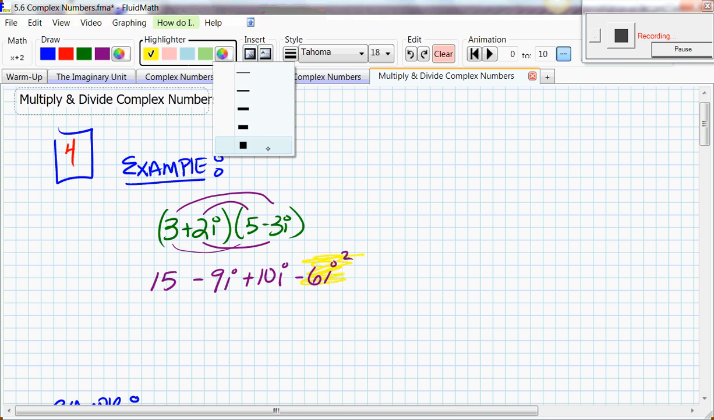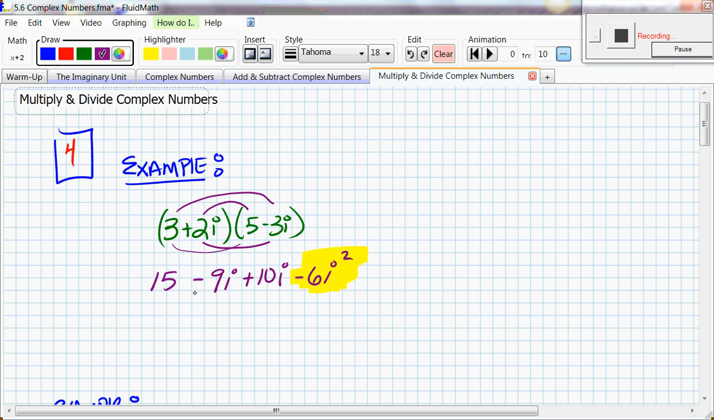Now the warning is right here. I'm sure some of you already see it. Do you see it? Okay, cool. I'm going to highlight that because that's the warning. i squared. Yeah, very good. So here we go. Check this out. In the middle, of course, we can combine those two things, right? So this gives me 15 plus i minus 6i squared.